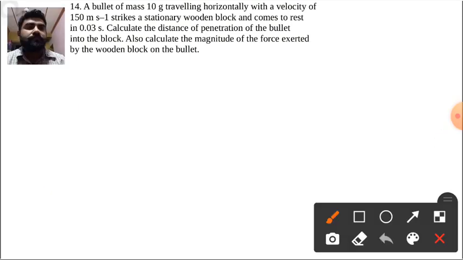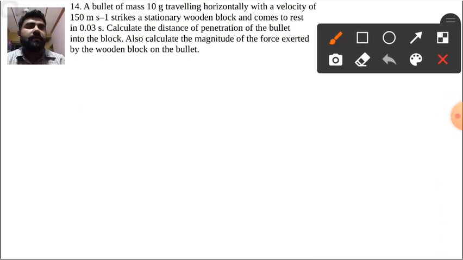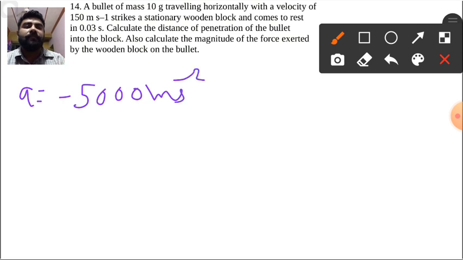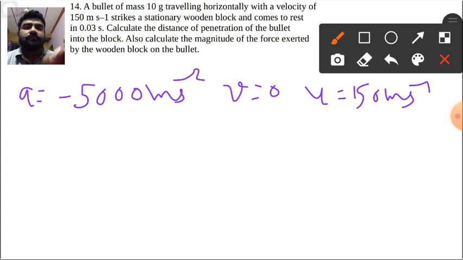Now see here, acceleration we now have, that is 5000 meter second to inverse. Earlier we discussed the final velocity, that is 0, and initial, that is 150 meter second inverse. Now first we have to find distance, right? So s is equal to ut plus half at square.